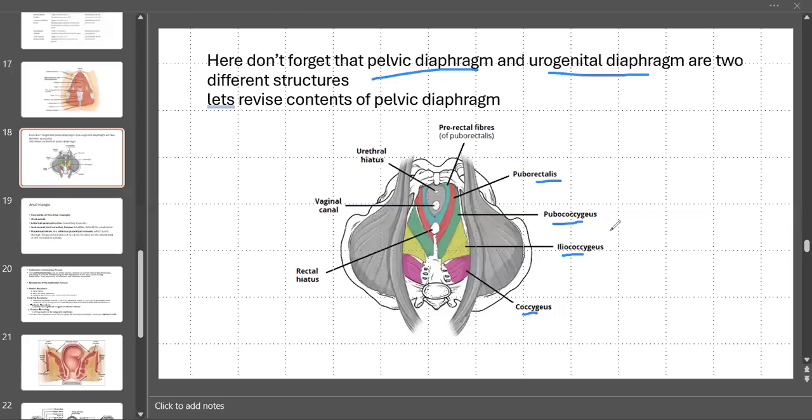Which muscle from levator ani is making up the main bulk of the pelvic diaphragm? Another past paper question. Who will answer?